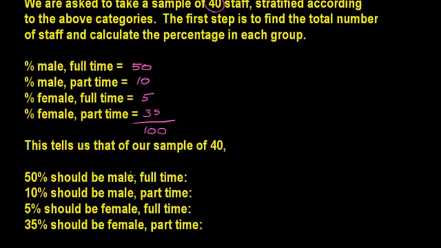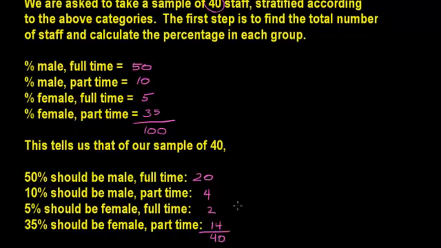Okay, 50% should be males. 50% of 40 is 20. 10% should be male part-time. 10% of 40 is 4. 5% of 40 is 2. And 35% of 40 is 14, and again this should add up to our 40 employees.